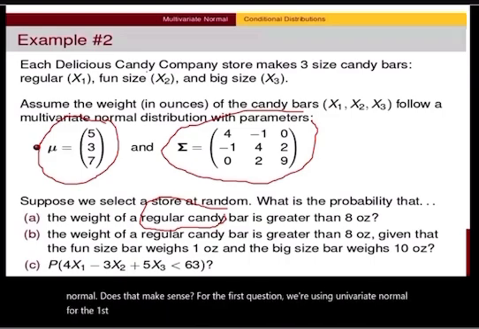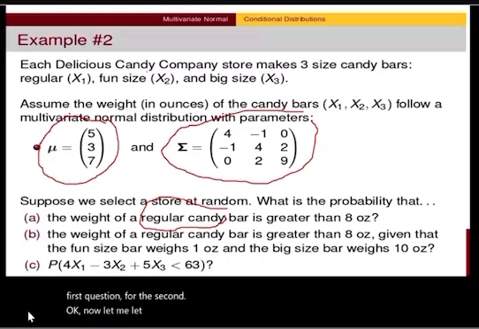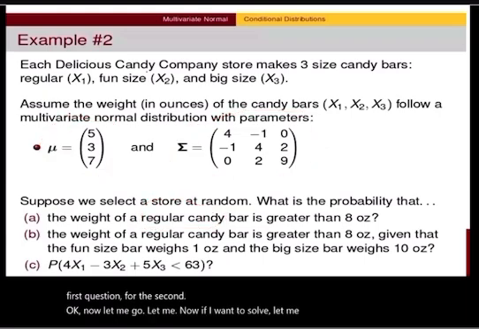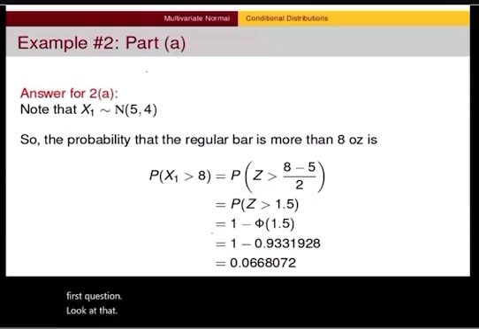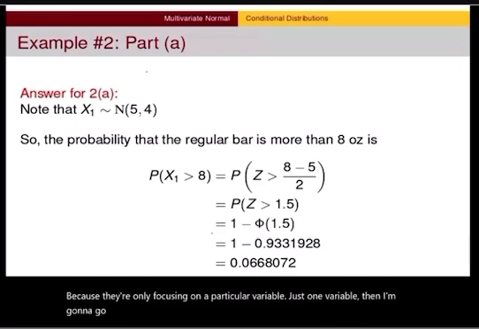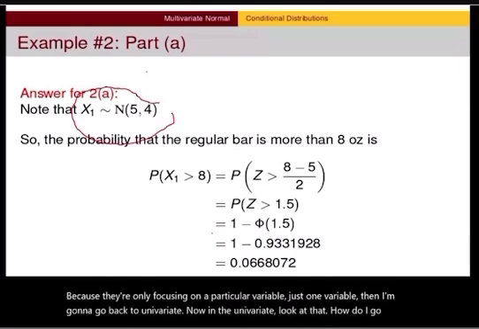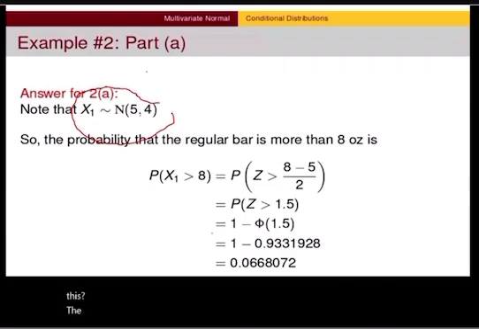For the second, now if I want to solve, let me do it one by one. For the first question, look at that. Because they're only focusing on a particular variable, just one variable, I'm going to go back to univariate. Now, in the univariate, look at that. How do I get this? The mean equal to 5, the variance equal to that.